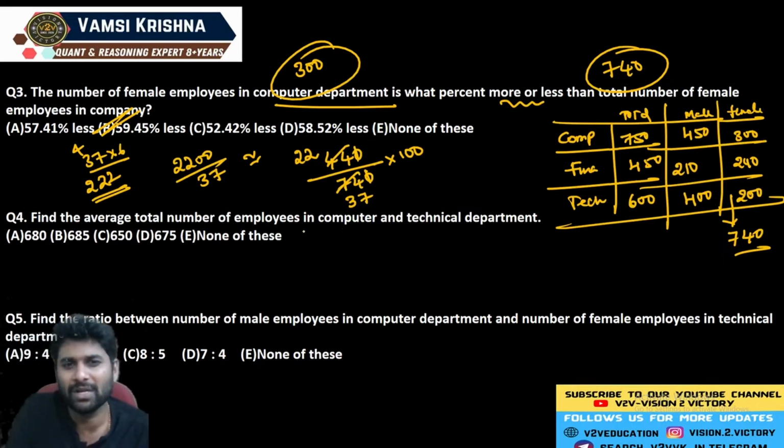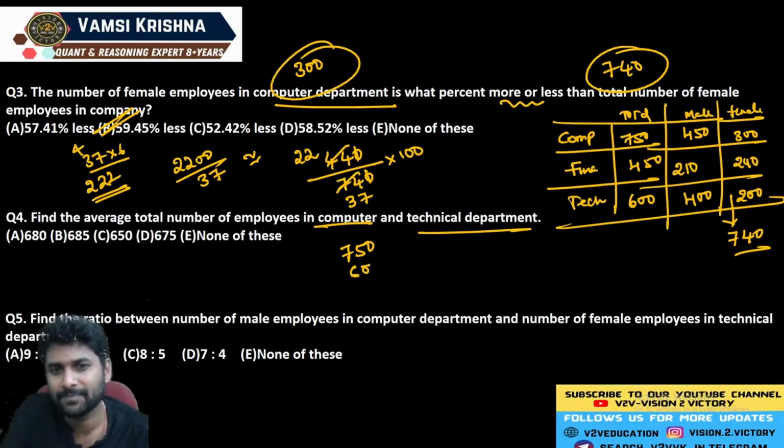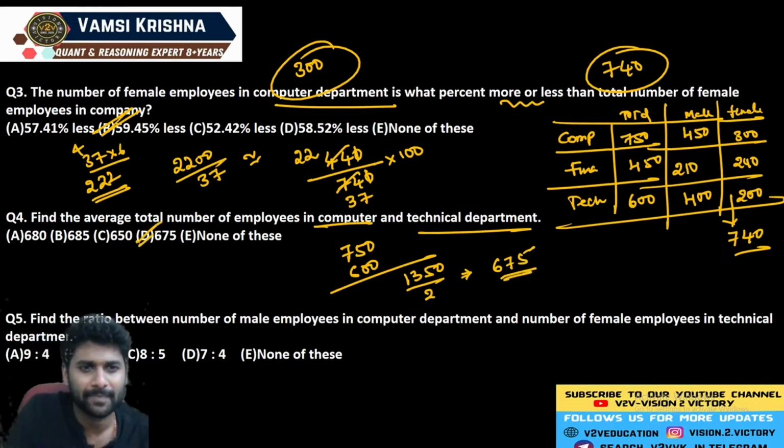Now, find the average total number of employees in computer and technical departments. See, computer, how many are there? It's 750, right? And what about the technical? 600. So the total value is 1350, which is divided by 2. 6 times, 7 times, 5 times. It's 675.